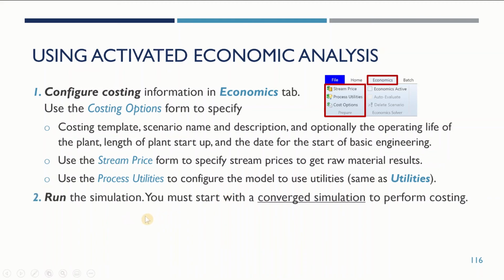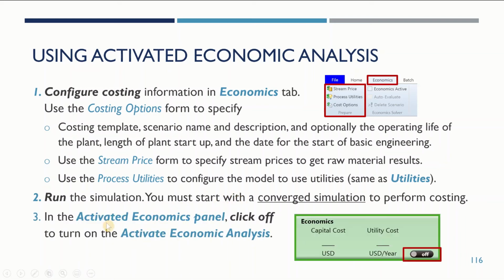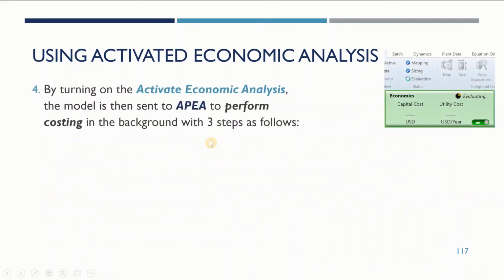After completing configuring costing, click Run the simulation. You must start with a converged simulation to perform costing. Then, in the Activated Economics panel, click the Off button, as shown here, to turn on the Activated Economic Analysis. By turning on the Activated Economic Analysis, the model is then sent to APEA to perform costing in the background, with 3 steps as follows.